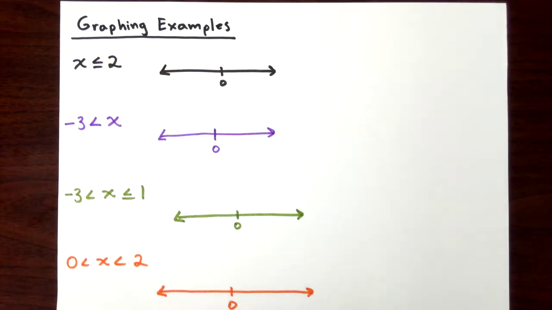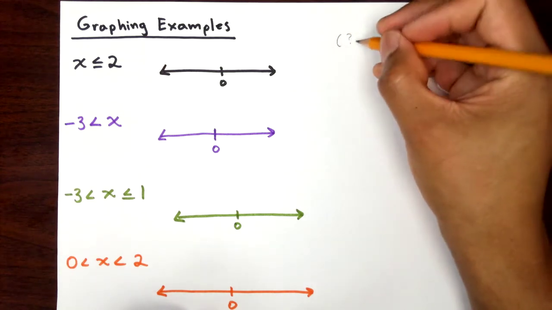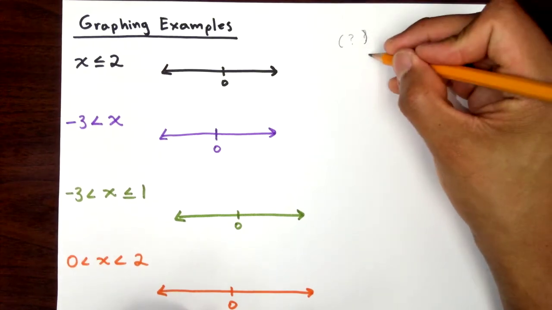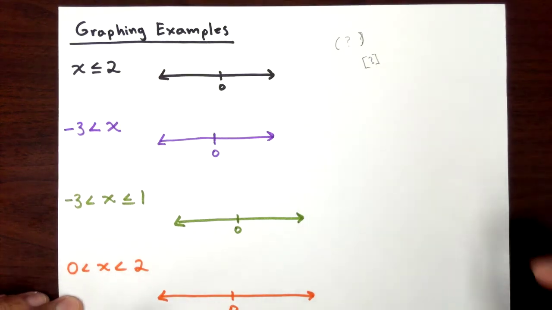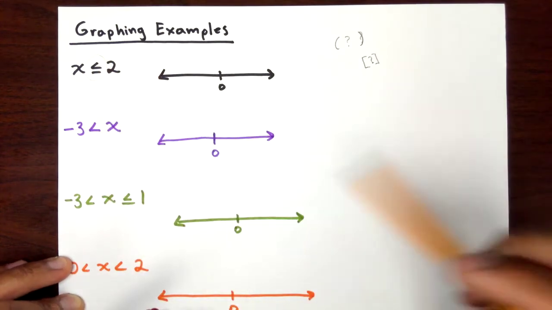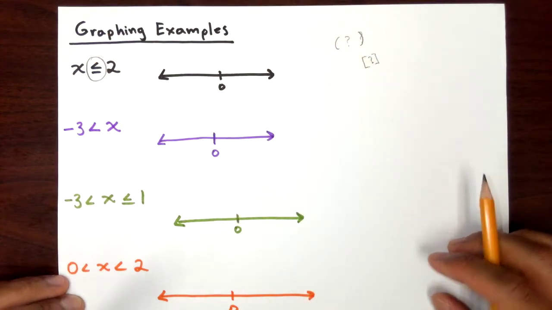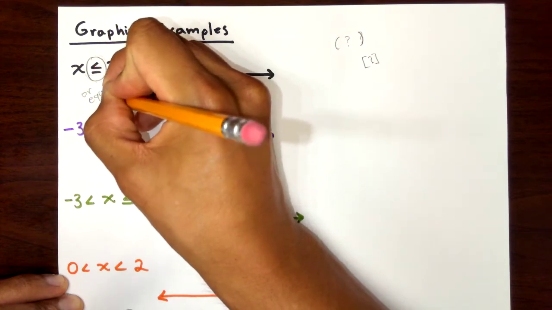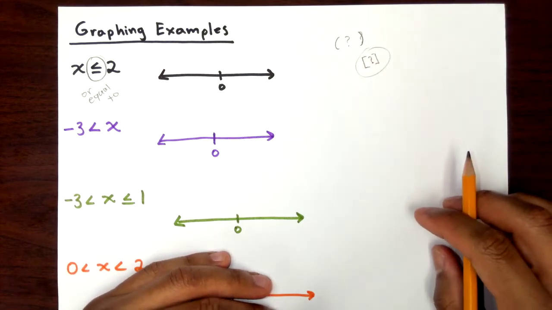Now, whenever we're graphing, it's super important that you think about, are we going to be using parentheses or are we going to be using brackets? That's pretty much the first question you can ask yourself. In this case, all you have to do is look at the inequality. The inequality will tell you if you will be using parentheses or brackets. This one has an or equal to. And because it has an or equal to, you know you are going to be using brackets.